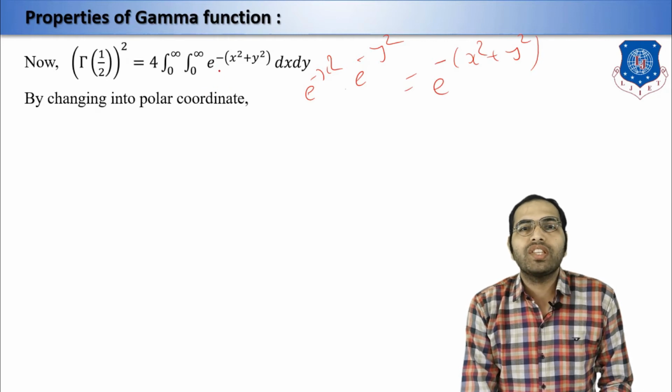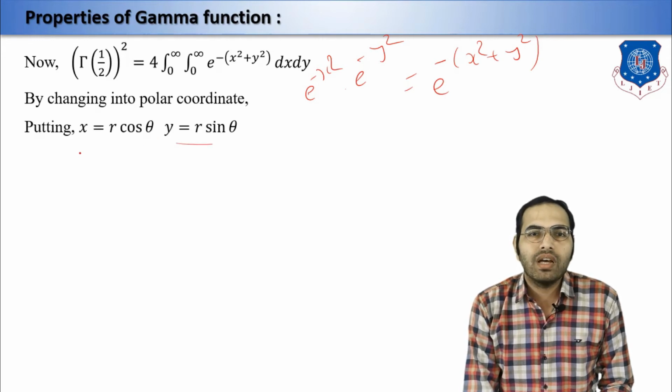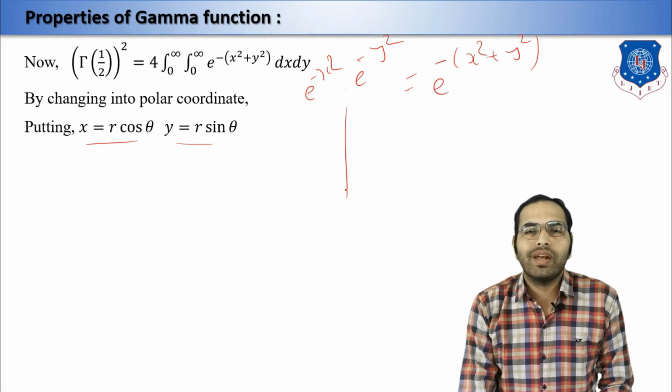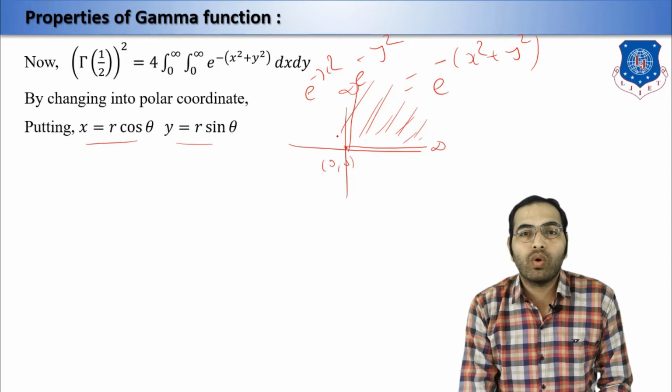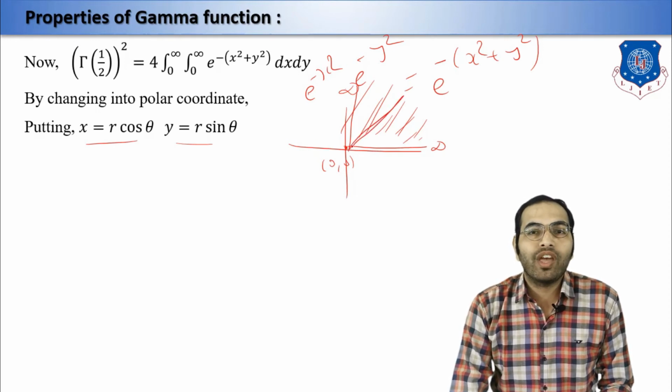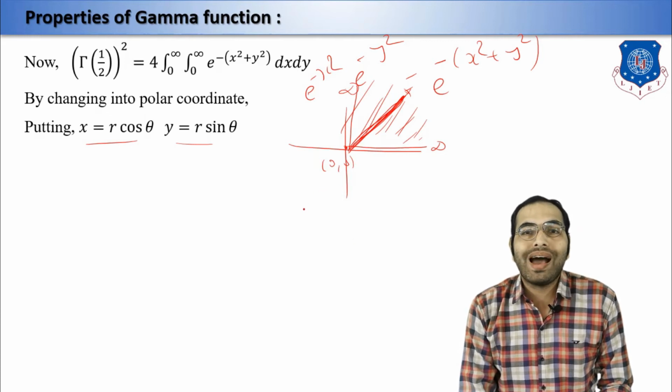Then with the help of changing into polar coordinates, we have to convert Cartesian to polar form, where x is replaced as r cos theta and y is replaced as r sin theta. For better understanding, x varies from 0 to infinity and y also varies from 0 to infinity, which means the region is in the first quadrant. Whenever we convert into polar coordinates, we take the angular strip, that is our elementary radius vector, which goes up to infinity, so we have to find the limits of r and theta.